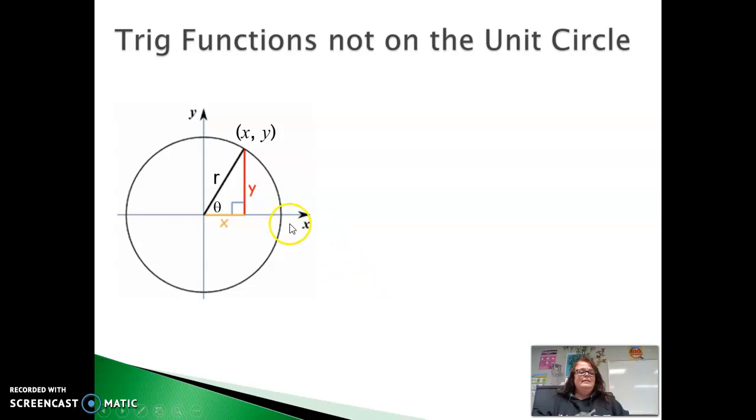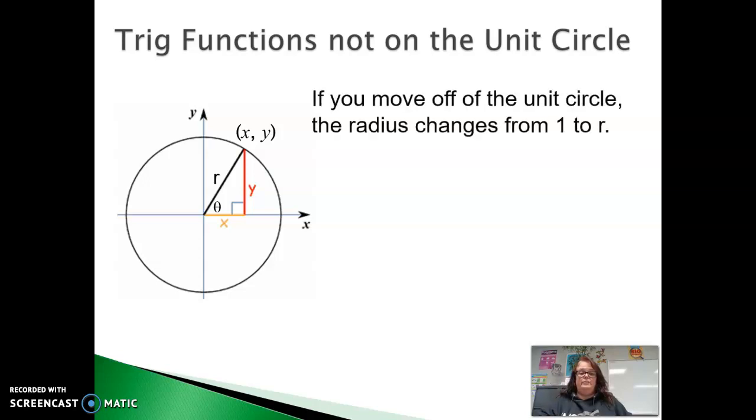So for example, in this case, instead of the radius being 1, now the radius is r. So I still take x steps to the right, I still take y steps up to get to this point x comma y. But now I could have a radius of anything. And what this helps with is not as many fractions as we got with the unit circle. So the radius changes from 1 to r. We still have the Pythagorean theorem, x squared plus y squared is equal to r squared.